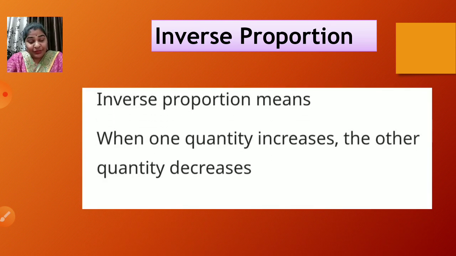So inverse proportion means when one quantity increases, the other quantity decreases, children. It is exactly opposite to the direct proportion. In direct proportion, when one quantity was increasing, the other was also increasing. At that time we used to say that one quantity is in direct proportion with the other. Now here, when one quantity increases, the other quantity decreases. So here we will say that the first quantity is in inverse proportion with the other one, right?